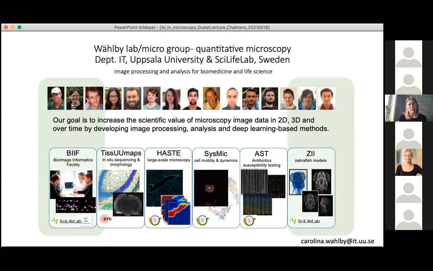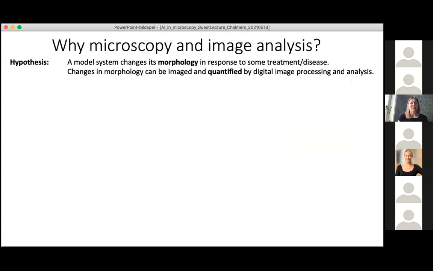So what we do is everything is computational, and our goal is always to sort of increase the scientific value of the images that we work with. And it's 2D, 3D, time lapse, and a lot of what we do is now based on deep learning. So why microscopy and image analysis? Sort of the hypothesis that we always start with is that some kind of model system that is modeling life in some way. It could be modeling the human body, or it could be modeling some kind of interaction between, for example, a drug and the response in a cell or something like that.